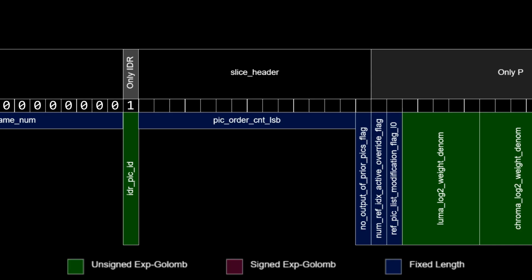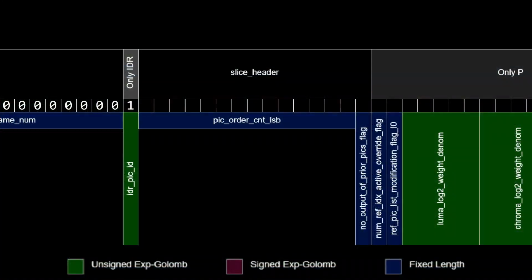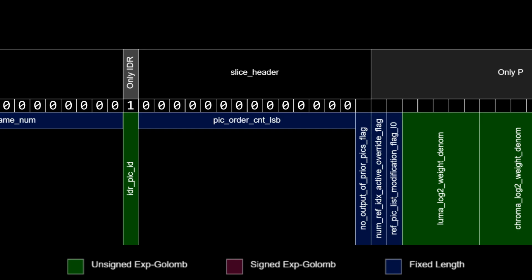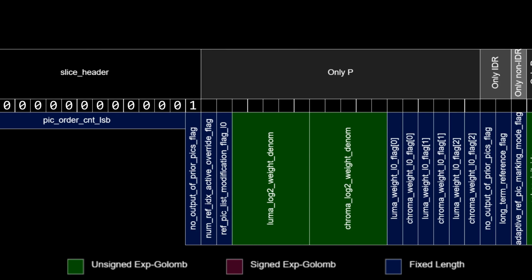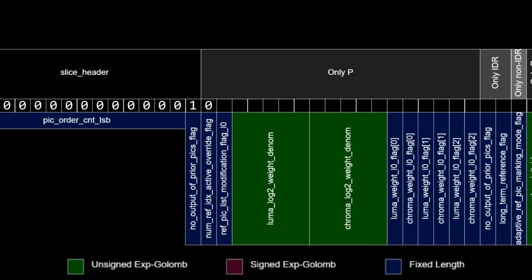Next is the picture order count LSB. This field determines the order that the frames are displayed. In our case, this will be the same as frame number because we aren't using B slices. Next is the no output of prior pictures flag. We'll set this to 1 if it's an IDR frame, otherwise 0. Finally, if this is a P slice, we'll encode the num-ref-idx active override flag as a 0. Next, if our slice type is P, encode a 0 to indicate that we aren't modifying our reference picture list.